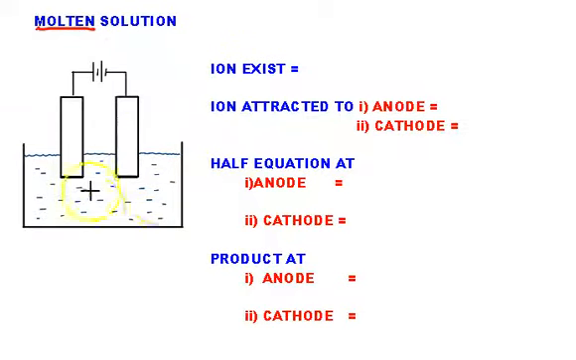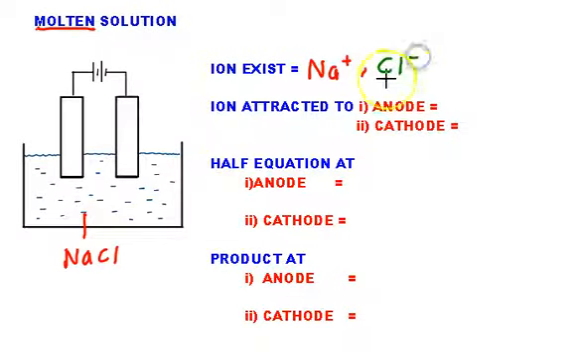Now for an example, I'm going to give a molten solution of sodium chloride, NaCl. The ions that exist here are sodium, Na+, which is group 1, and we also have the chloride ion. So what's the difference between molten and aqueous? Molten contains no water, there is no H2O. So please remember this.